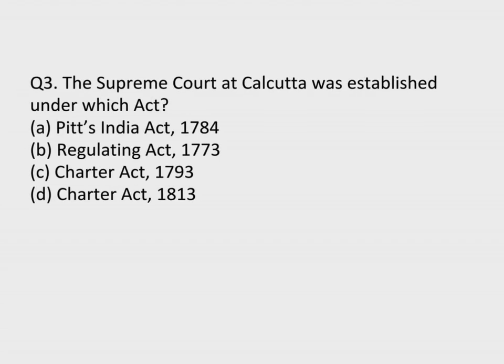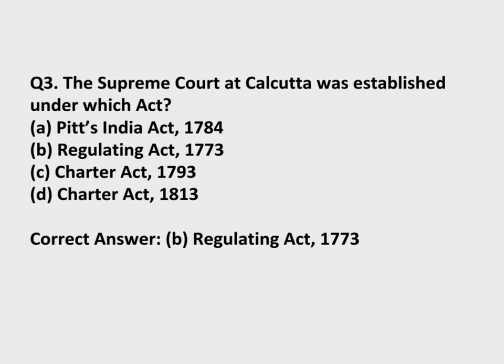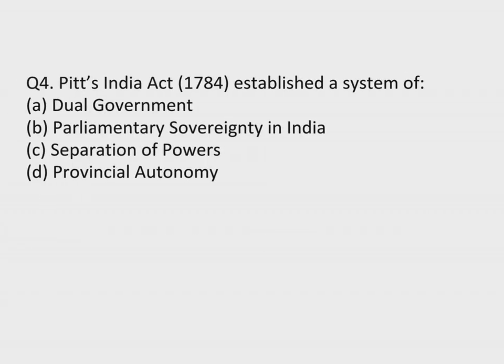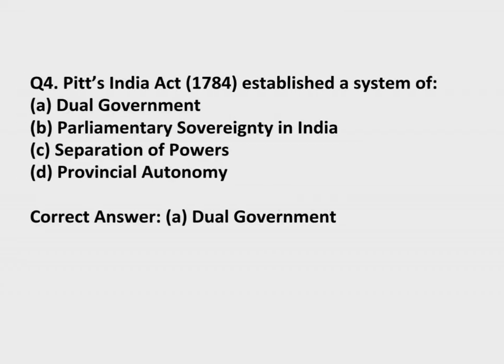3. The Supreme Court at Calcutta was established under which act? Correct answer, B. Regulating Act, 1773. 4. Pitt's India Act, 1784, established a system of. Correct answer, A. Dual government.